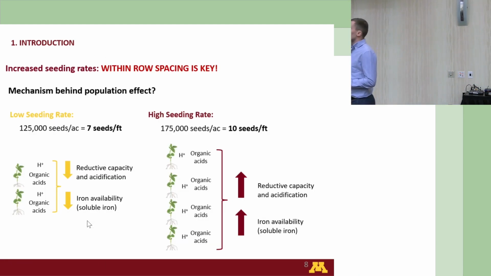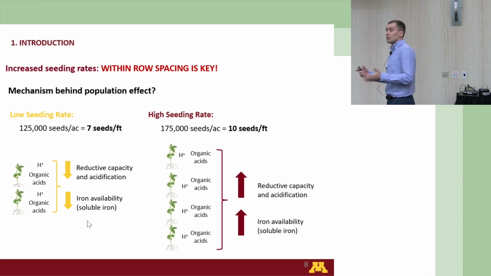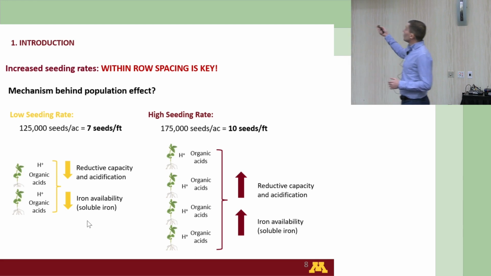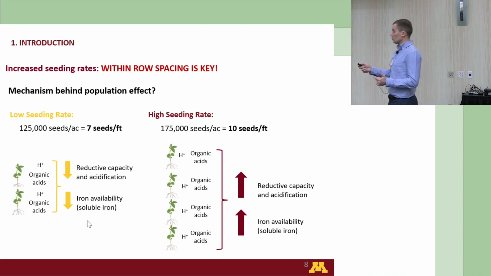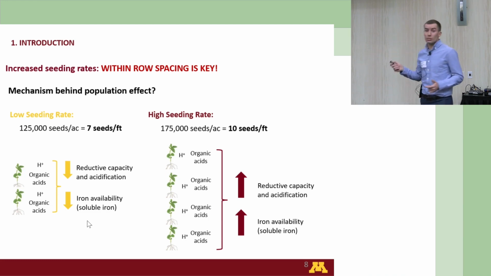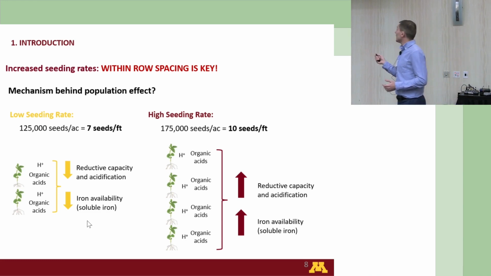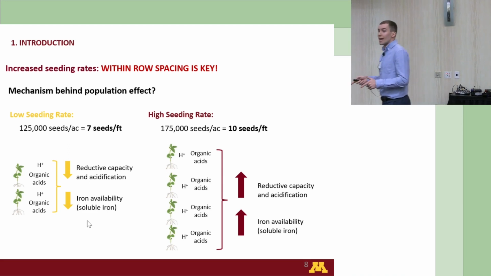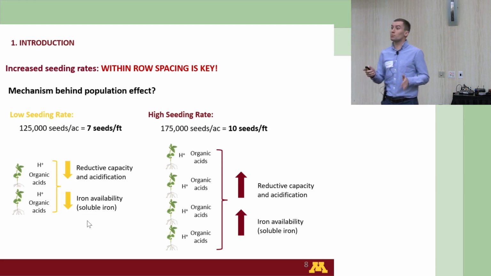Increased seeding rates have also been used and have shown positive effects. But what is the mechanism behind this population effect? Well, when the seeding rate is increased, that is, the number of plants per unit of row is larger, there is a larger amount of hydrogen protons and organic acids being released into the rhizosphere by soybean roots, increasing the reductive capacity and acidification of this region immediately surrounding the roots, increasing iron availability. It is important to emphasize, though, that this population effect is due to plant-to-plant interactions in a very short distance. So within row spacing is the key here.